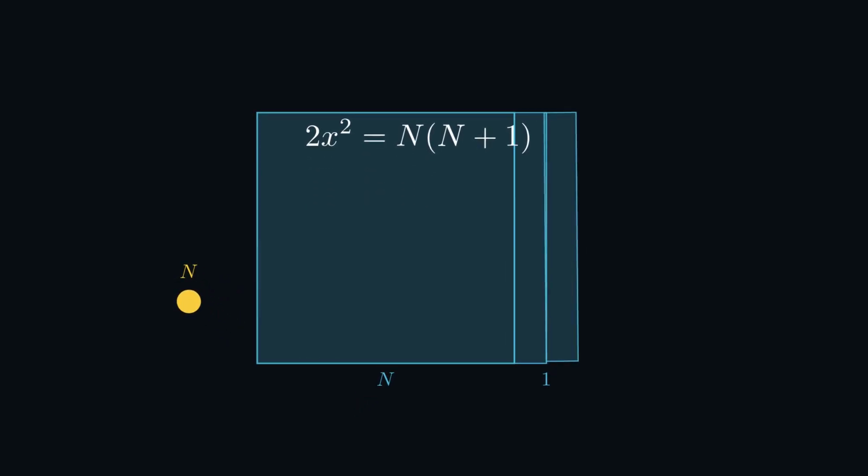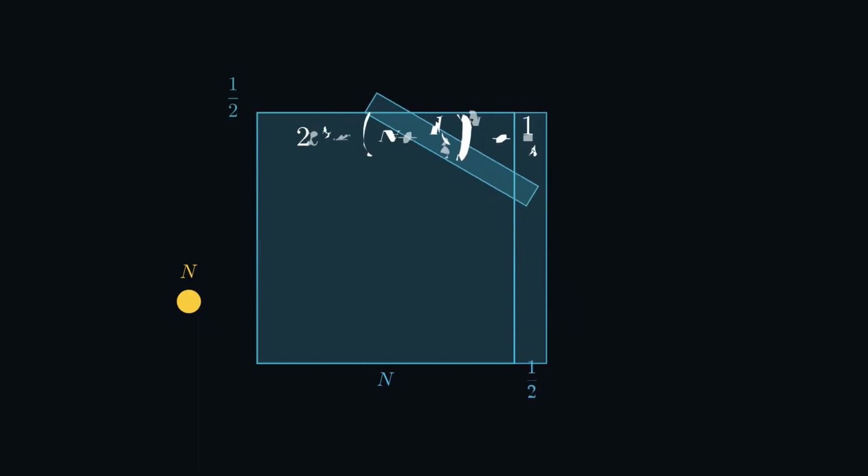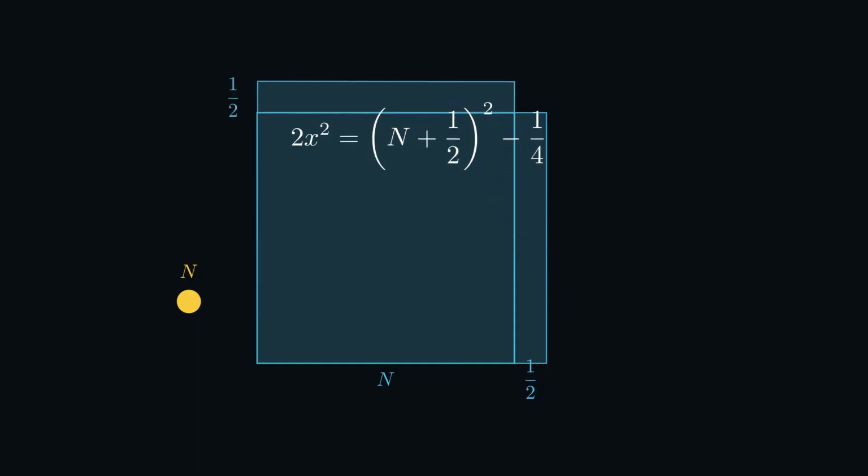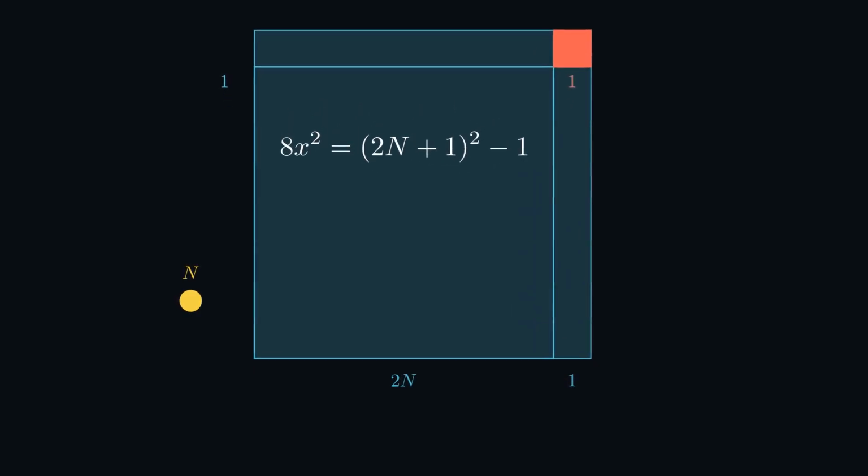View n times n plus 1 as a rectangle whose side lengths differ by 1. Splitting the added strip evenly places half a unit beside each n. Then n squared plus n becomes (n plus 1/2) squared minus 1/4. Almost a perfect square. Multiplying the completed square equation by 4 clears the remaining quarter.